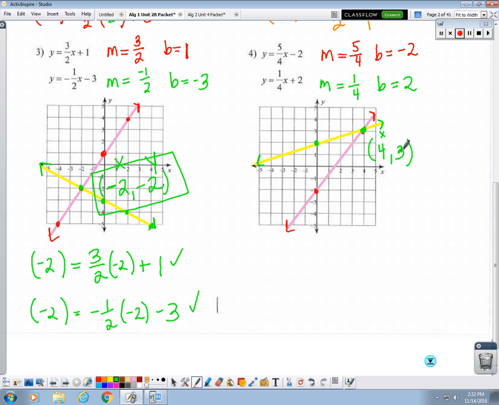The x value is 4, the y value is 3. So y equals 5/4x minus 2. And then y equals 1/4x plus 2. What do I need to plug in both of these blanks where the y's were? 3's, because our solution for the y value is a 3. And what do we need to plug in both x places? 4, because that was our x value of our solution. Now you need to take the time to type in each one of those in the calculator and make sure each one of them gives you a 3.